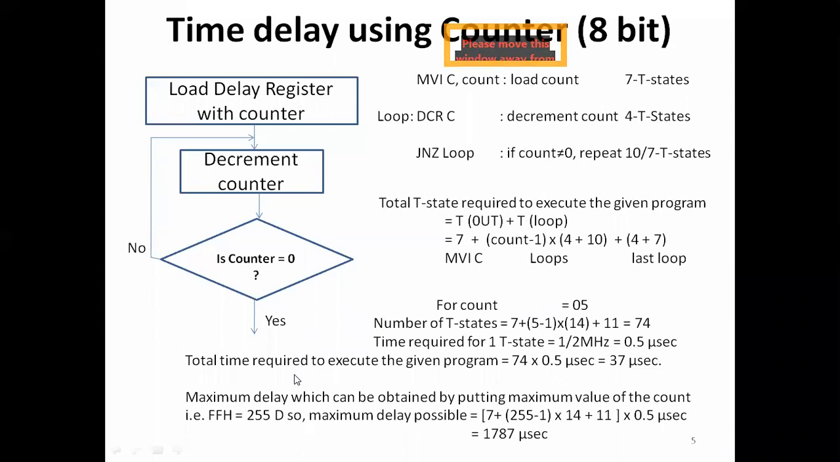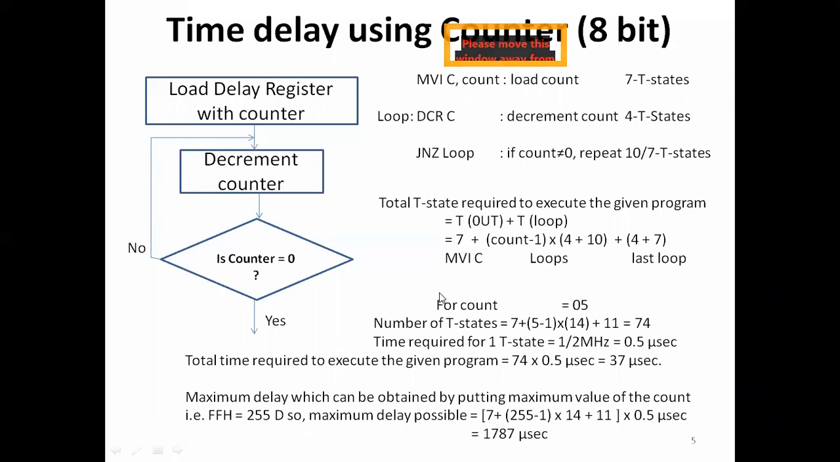Now it depends upon the count value. If the count value is 10, we will change 5 to 10. If the count value is 16, we will change 5 to 16, and so on. As the count value increases, the execution time increases, because the loop has to be executed more times.